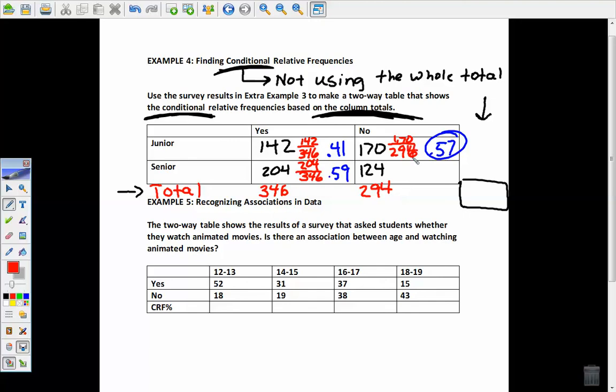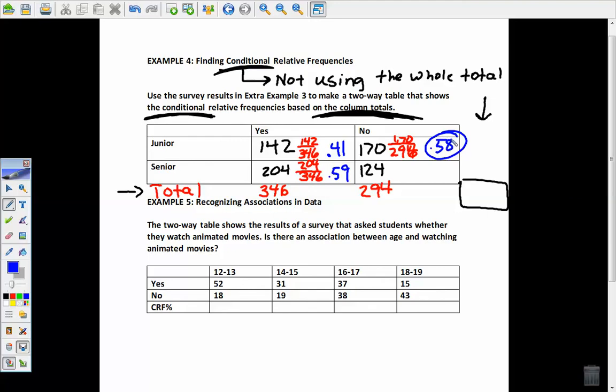All right, so let's do that: 170 divided by 294. My mistake. So rewrite that again. What is that going to be? Do we agree on everything else then, Anna? Yeah, it's 0.58. Okay, so let me fix that. 0.58.